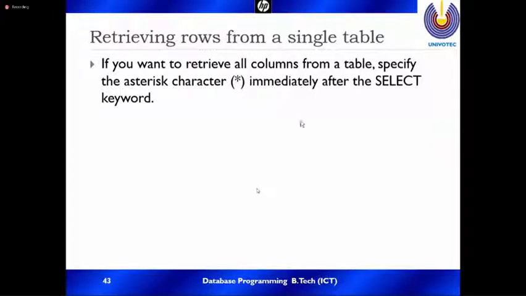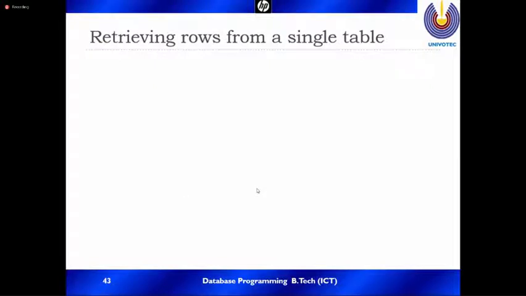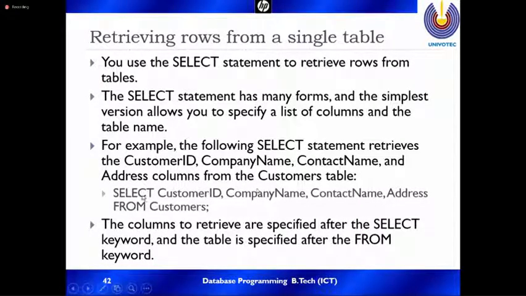If you want to retrieve all columns from a table, specify an asterisk mark immediately after the select keyword. Okay. To avoid retrieving more information than you need, rather than using it, if you only need particular information for the user, then you can give the particular attributes. Otherwise, if you use the asterisk keyword, you get the whole attributes. For example, if one table has 15 attributes, all 15 attributes will be retrieved. Then it is select asterisk mark from customer table. Then you can see both the previous statement and this statement, and compare what the differences are in the data you retrieve.